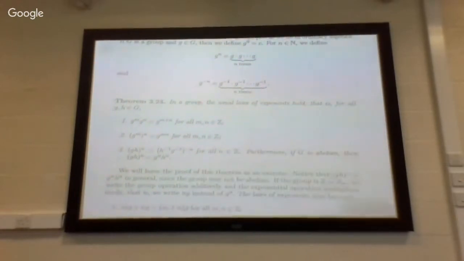So we're going to go on to subgroups now, but any questions that arise out of looking at the axioms and some of these initial consequences?